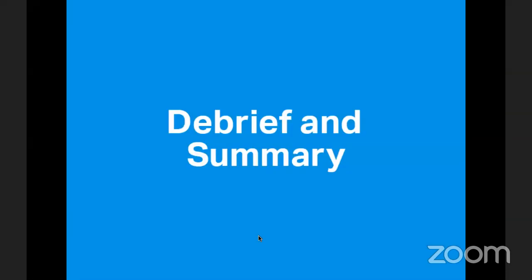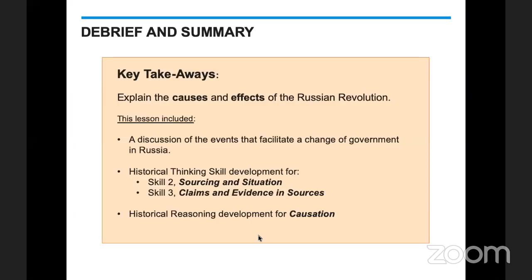All right, our summary. Our takeaways: we wanted to explore causes and effects of the Russian Revolution, and we walked you through two of the historical thinking skills, with a lot of sourcing today. With skill 2 and skill 3, if you want to include any of that work in the homework you're submitting, you're very welcome to do that, and we'll look at that as well. And our reasoning skill that we're working on was causation.